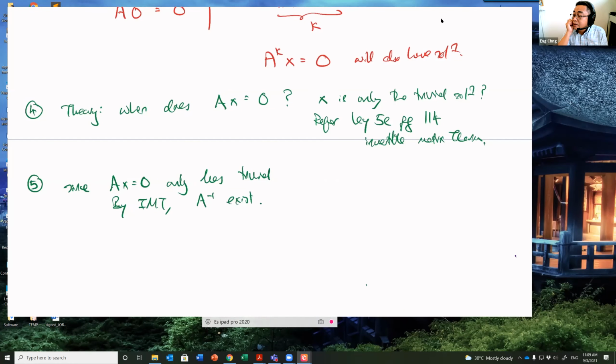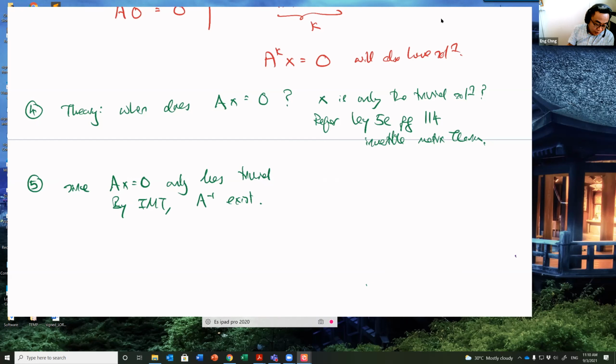Now, to answer your question, do we have to prove this theorem? I don't know. It depends on your question in the exam, because unless we say assume IMT, the invertible matrix theorem, then you can. But if not, you have to prove this point. All right, so let's jump first.